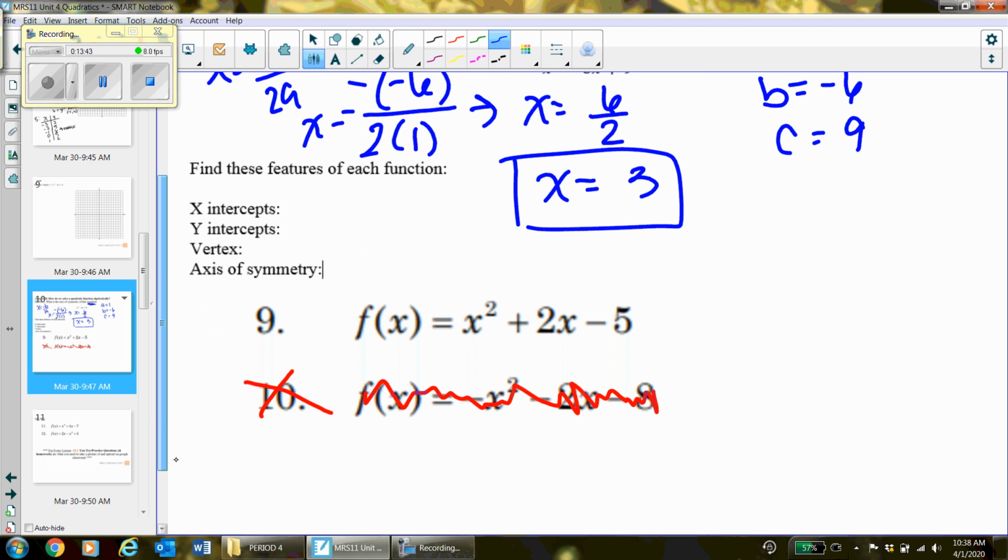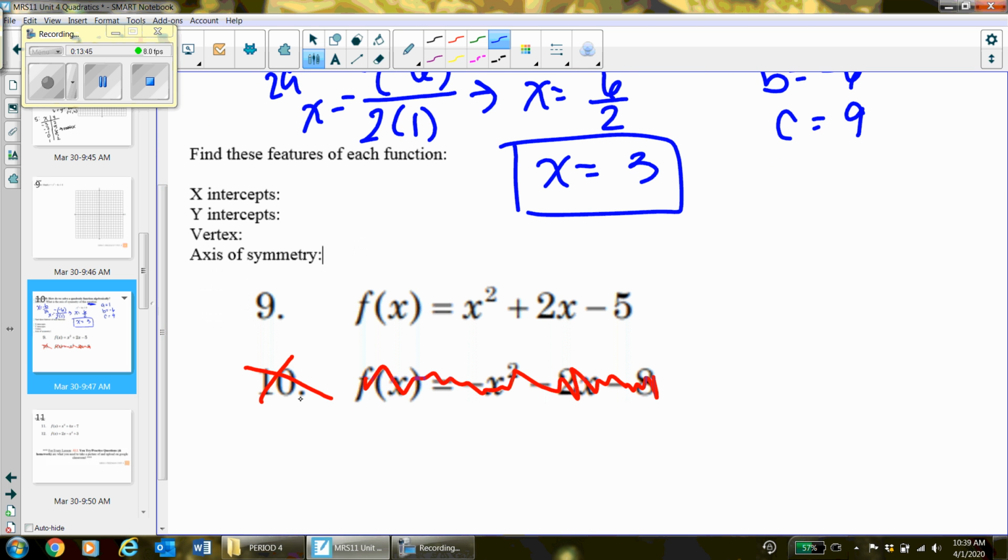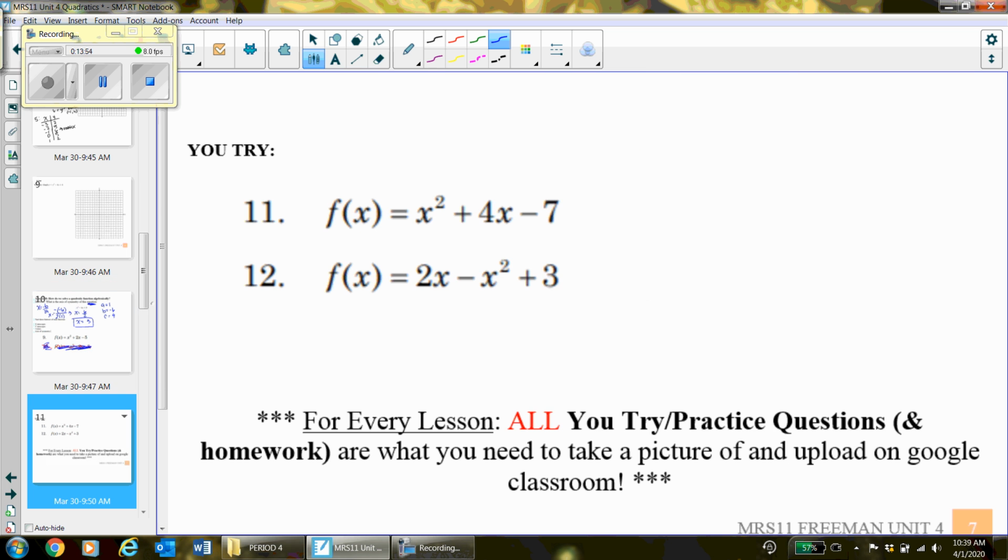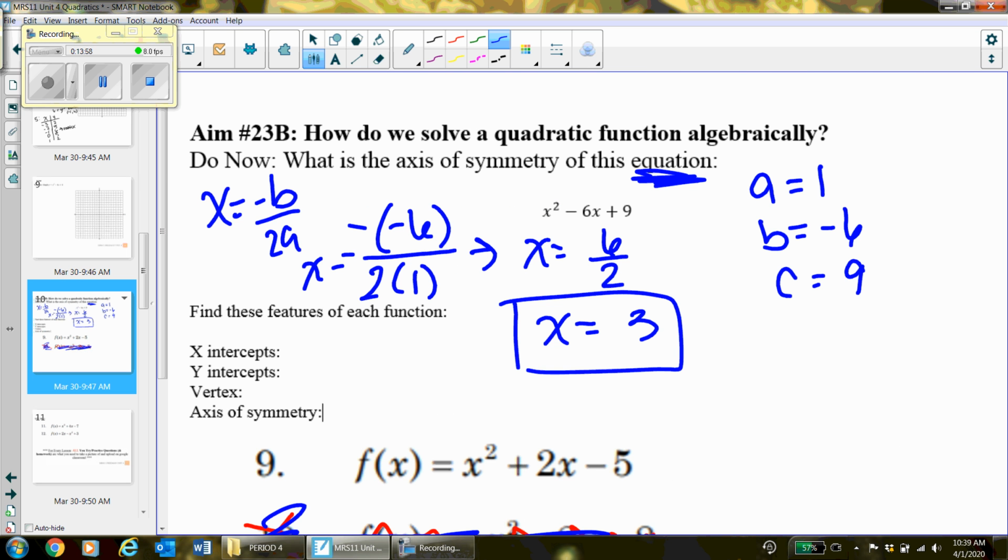Now, this is just practice for you to find. You're going to cross out question 10. All right, we're not doing question 10. I'm going to do an example for question 9, and then you all have the practice problems of questions 11 and 12 to answer, take a picture, and upload it to Google Classroom.